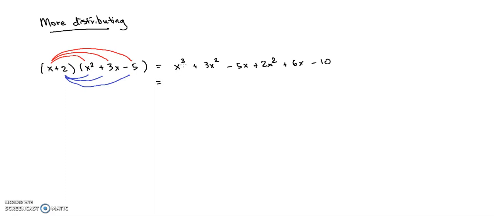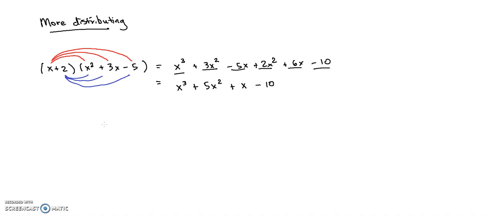So only x cubed can combine with x cubed. This is the only x cubed that I have, so I'm just going to get x cubed. I've got two x squared terms. I've got plus 3 plus 2. That's going to give me plus 5. I've got minus 5x plus 6x. That's going to give me a plus 1x, or just plus x. And then minus 10. Okay, so make sure that you've collected all the like terms, and we've got our final answer.